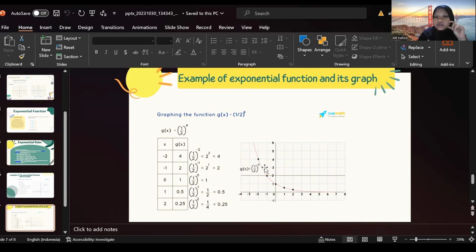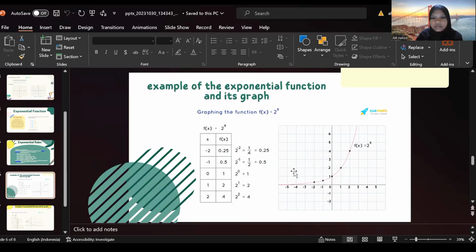So the spots we made, or the spots we can see in this graph, are the results from this function. We just have to draw the line like this. Okay, isn't it simple? It's simple to understand, isn't it?